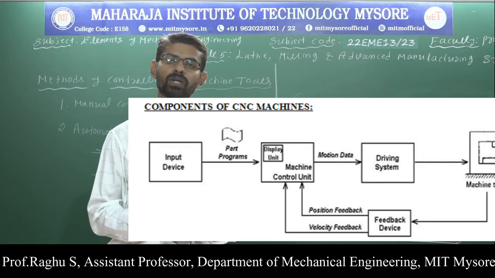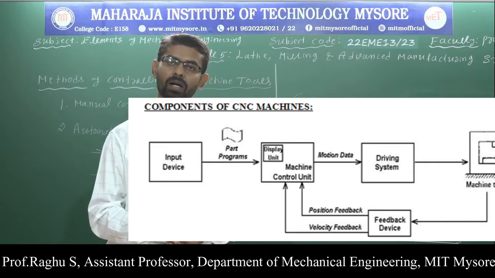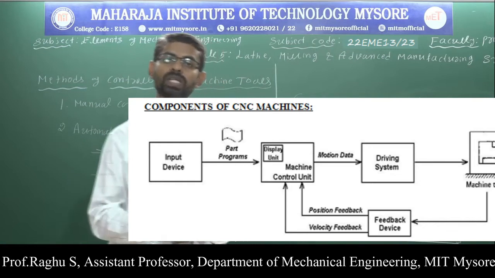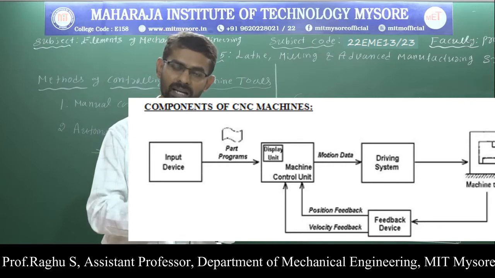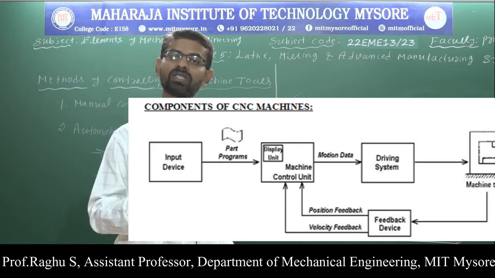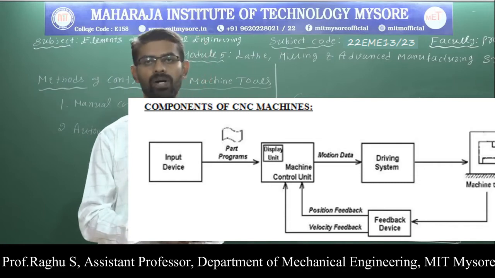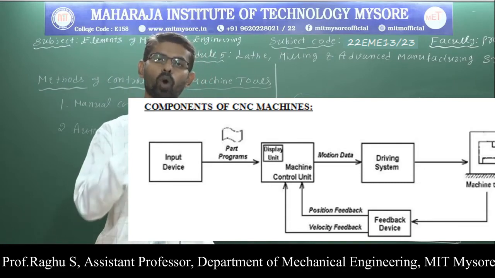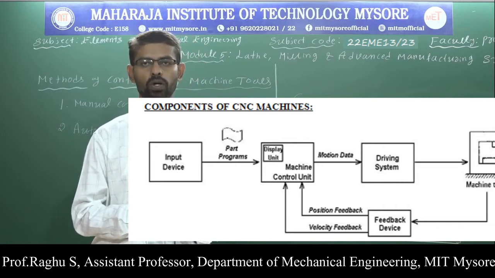The next system, the feedback system, consists of position and speed sensors. The position and speed sensors measure the position and speed of the work table and send the feedback signal to the MCU. In the MCU, comparison is made with the reference signal, and if there are any errors, then a proper signal is sent to the machine tool so that the right operation happens. Next one, display unit. Here a monitor is used to display the part program and other useful information.